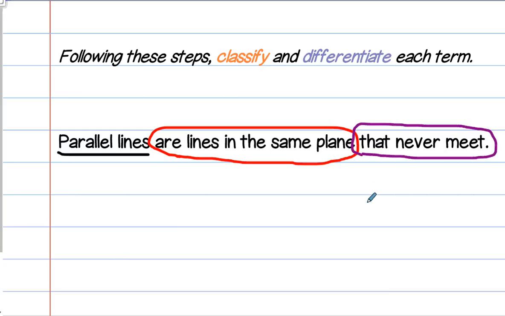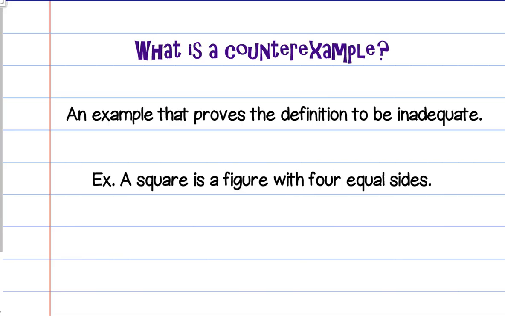So when determining if it's a good definition, we want to make sure we are being very specific, we're classifying what it is, and we're differentiating it from other things. For example, in this one, it would be lines, okay? All right, we also want to remember and use the same idea when we create our own definitions, okay? All right, so the next thing we're going to talk about is what I said we were going to come back to at the beginning of the video, is what is a counterexample, okay?